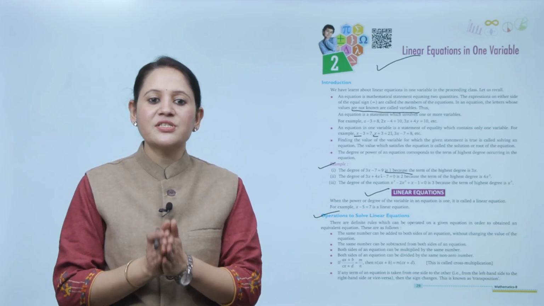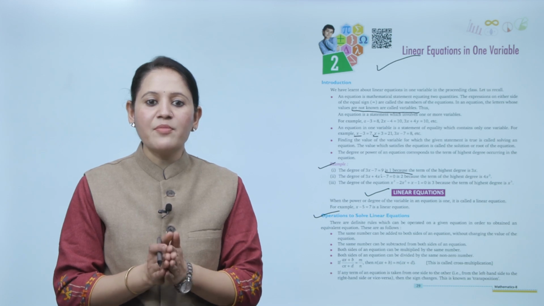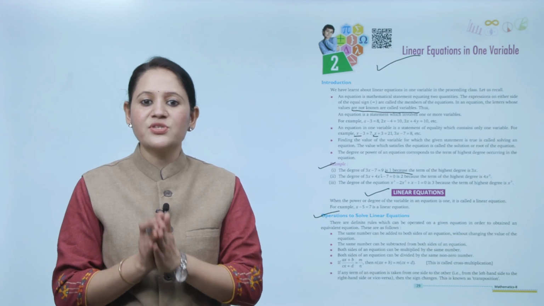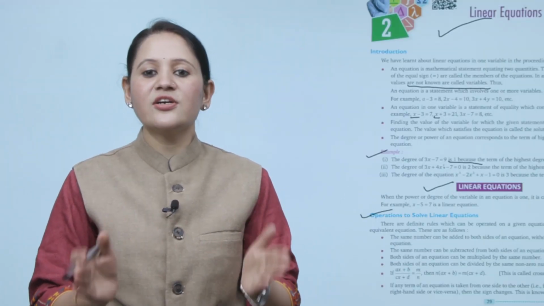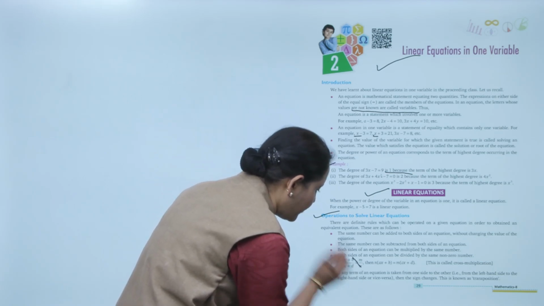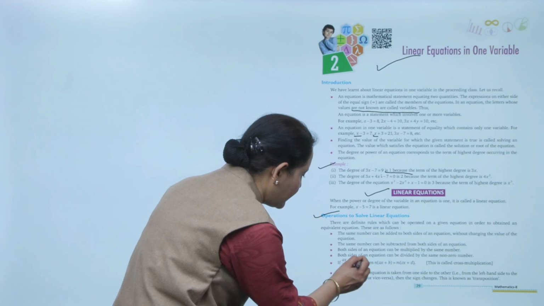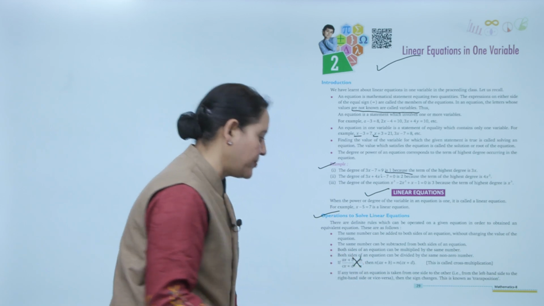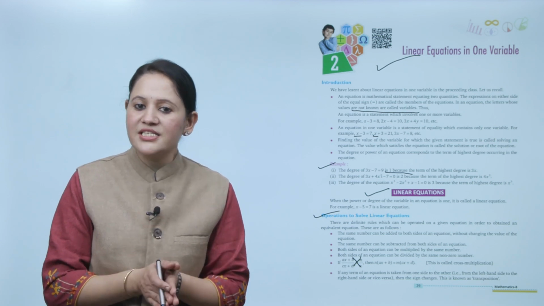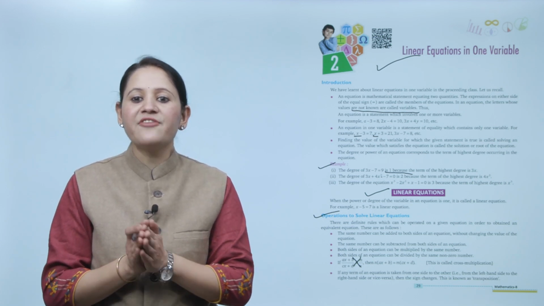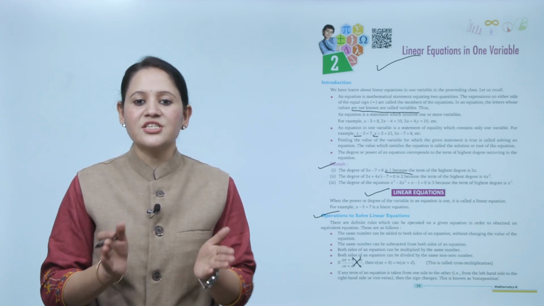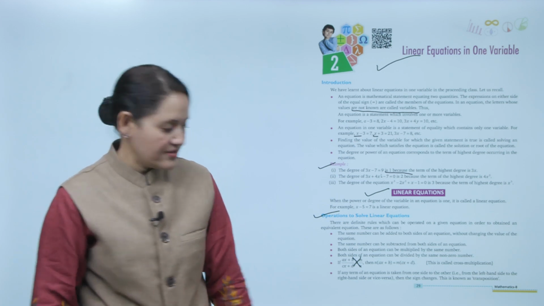If ax plus b upon cx plus d equals m upon n, then n into ax plus b equals m into cx plus d. This is called cross multiplication. Cross multiplication means the numerator here is multiplied by the denominator and this numerator is multiplied by this denominator. Clear? If any term of an equation is taken from one side to the other, from the left hand side to the right hand side or vice versa, then the sign changes. This is known as transposition.